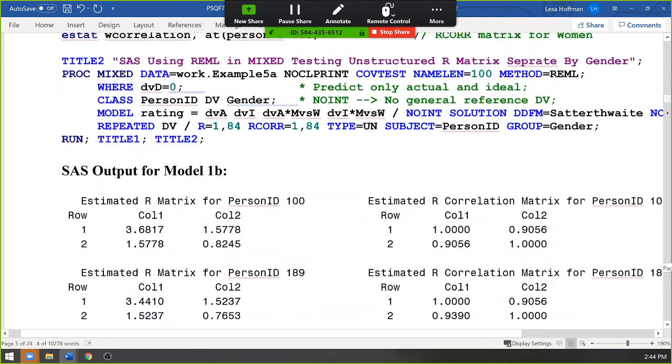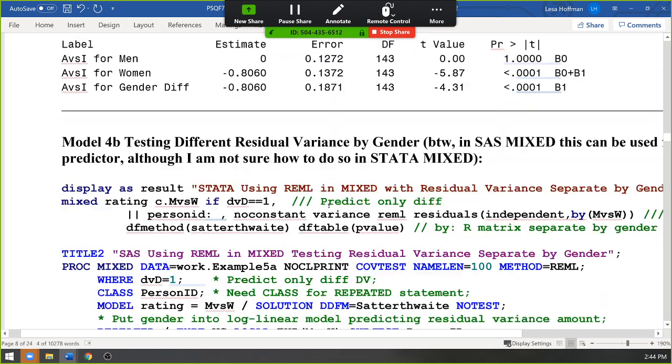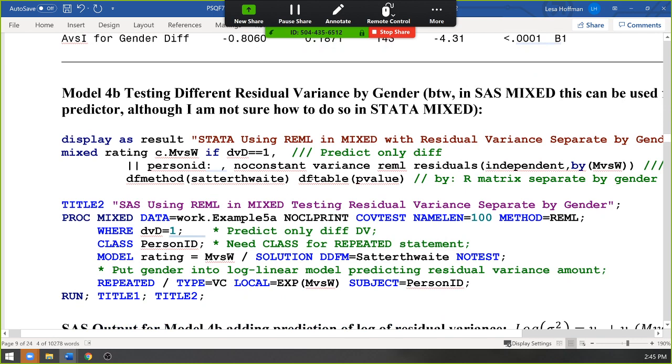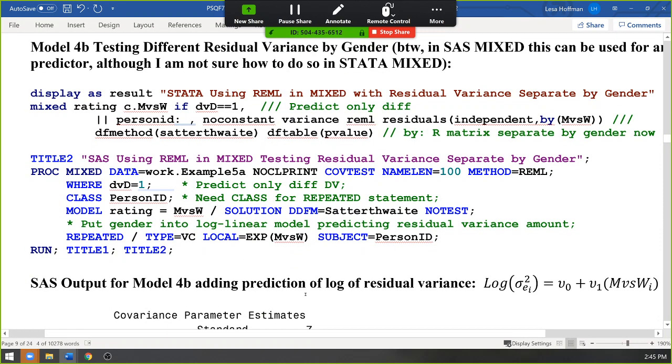All right. Let me see where I'm at here. Oh, here's the one I lost. Yeah, different residual variance. Oh, this is what I wanted to show you. This is what I was just looking for. I knew I had it in here. I just couldn't remember why. Yeah, this is what happens when you make a 24-page handout. Okay, I forgot.